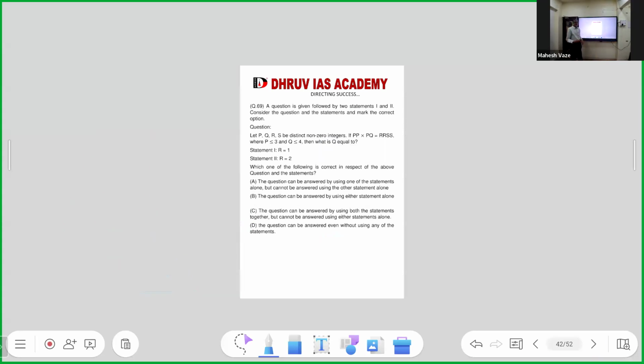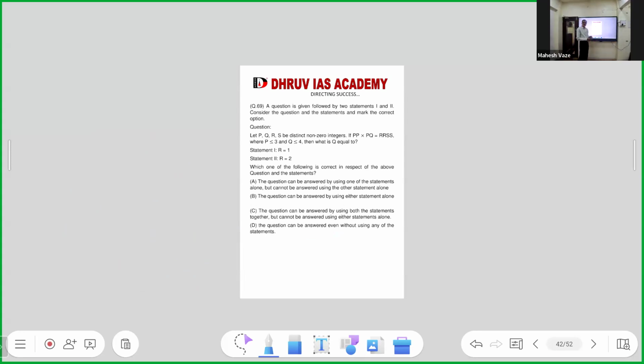See again these questions are repeated, meaning factors and multiples etc. Okay, next one. A question is given followed by 2 statements 1 and 2. Consider the question and the statements and mark the correct option. Question. Let P, Q, R, S be distinct non-zero integers.